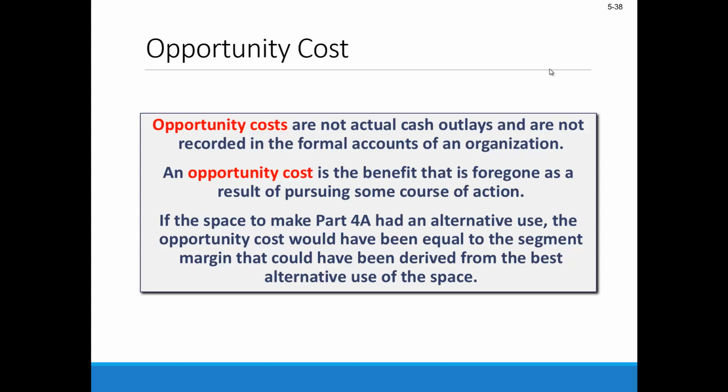So related to this make or buy decision, this comes up fairly often, if the space that we're using to make this particular component part had some kind of alternative use, so maybe we could make a new product and we could sell it and generate some contribution margin from it, then the opportunity cost would have been equal to the segment margin that could have been derived from the alternative use of that space. And that would have potentially changed our overall decision of whether the lower cost alternative was to continue to make this thing in-house or not.